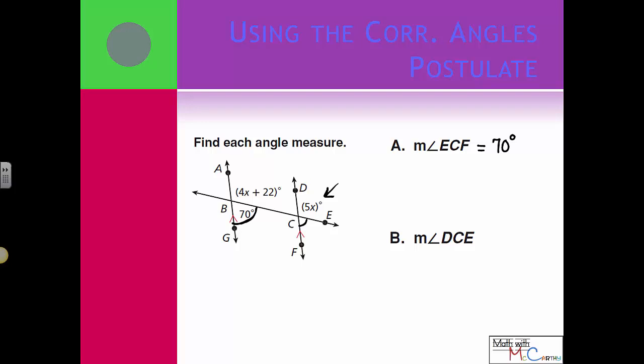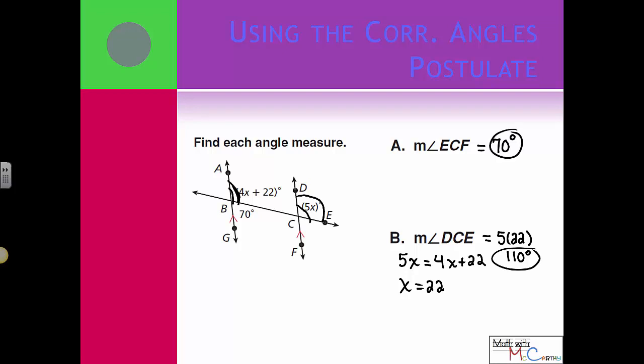Now if I want to find angle DCE, I know that that corresponds with angle ABC, and I know because of the corresponding angles postulate that if 2 parallel lines are cut by a transversal, then the corresponding angles are congruent. So those angles are congruent. So that means that 5x has to be equal to 4x plus 22. So that gives me x equals 22. And then if x equals 22, the measure of angle DCE is 5 times 22, so it would be 110 degrees. That would be my final answer there.